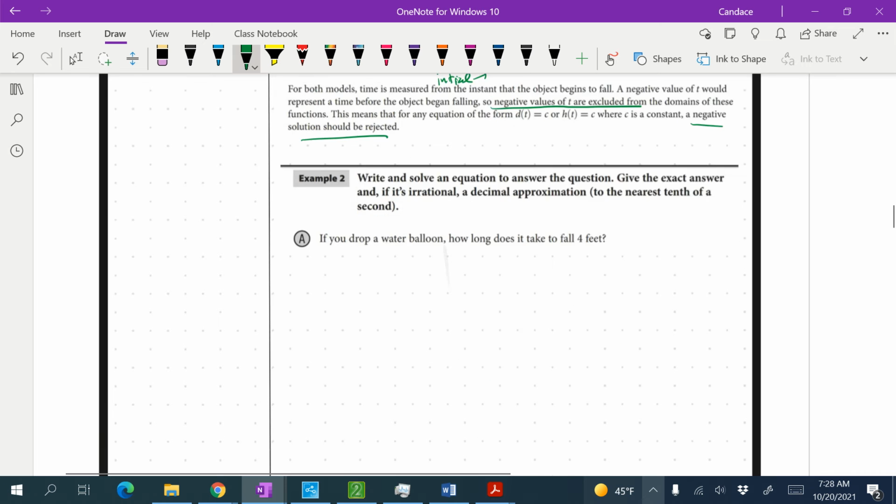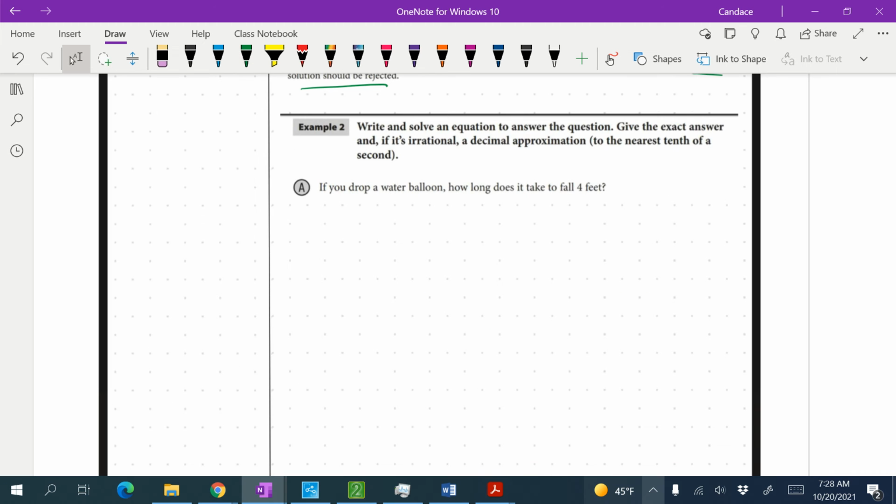In example 2 here, we're going to write and solve an equation to answer the question. Give the exact answer, and if it's irrational, a decimal approximation. Your book says to round to the nearest tenth, but I would prefer you go 3 decimal places. Part A: if you drop a water balloon, how long does it take to fall 4 feet?